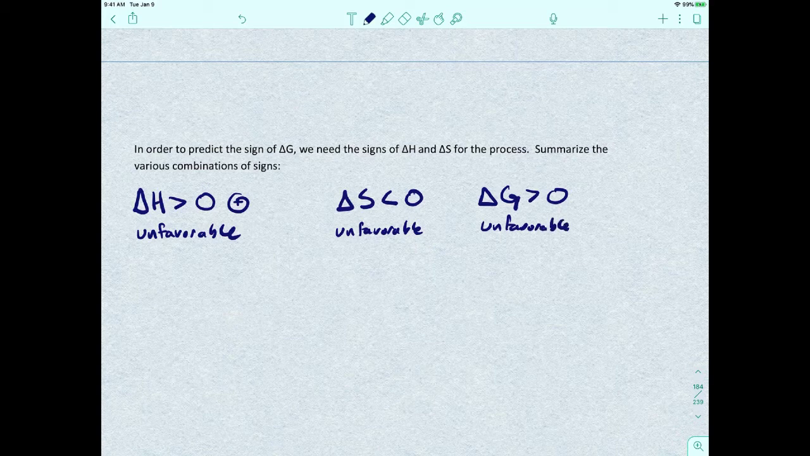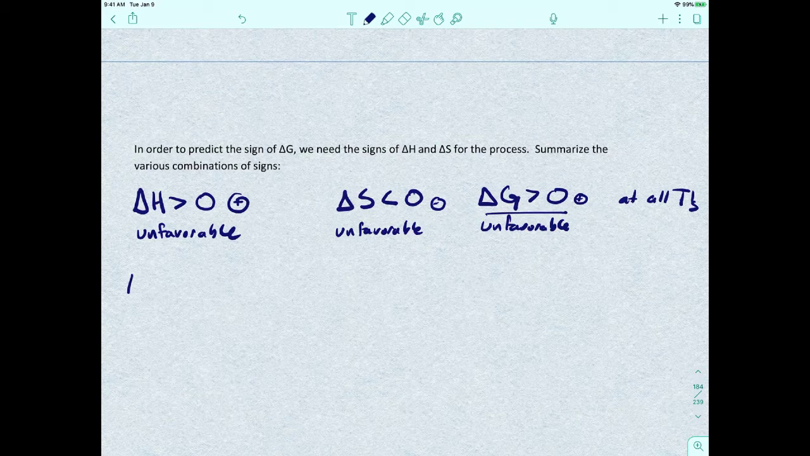Now, with those combinations, delta H being positive and delta S being negative, delta G is going to be positive, and no matter what values you have for delta H and delta S, no matter what temperature you have it at, you're always going to have a positive delta G. So at all temps, when delta H is greater than 0 and delta S is less than 0, delta G is always going to be greater than 0 and is always going to be unfavorable.